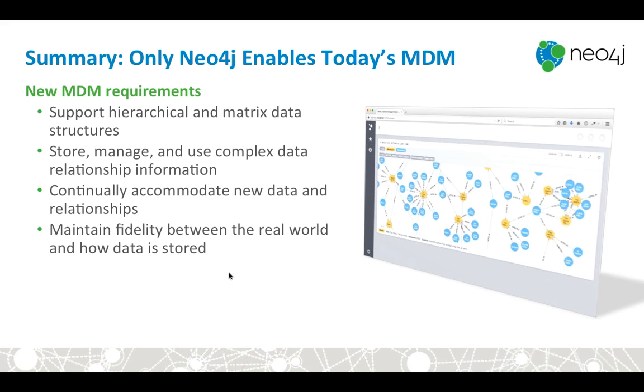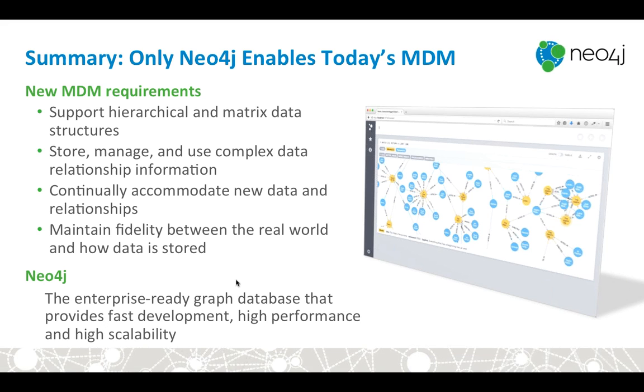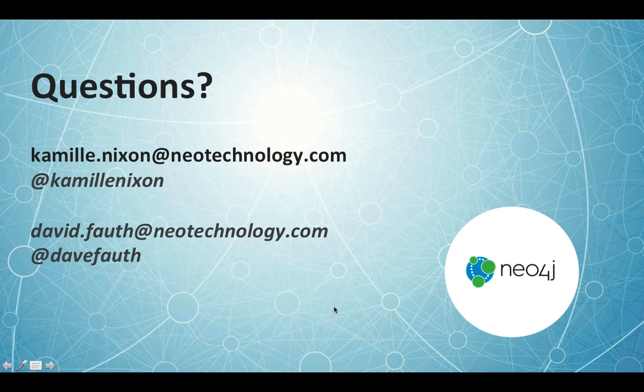So just to summarize what we've talked about today: your MDM data is not really a hierarchy. It's actually a graph. And you need to find the right system that will support hierarchical and matrix data structures. Your system needs to store, manage, and use complex data relationship information, and you need to be able to accommodate new data and relationships as time goes on. All of this needs to take place while you're maintaining fidelity between the real world and how your data is stored. Neo4j is the enterprise-ready graph database that will provide that fast development, high performance, and high scalability that you need. And with that, I'd like to open up the conversation to your questions.